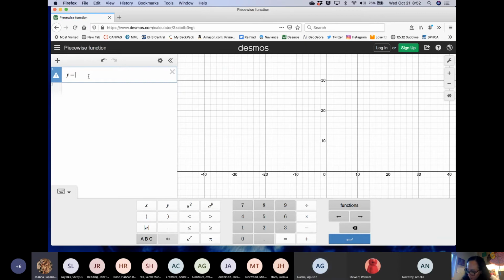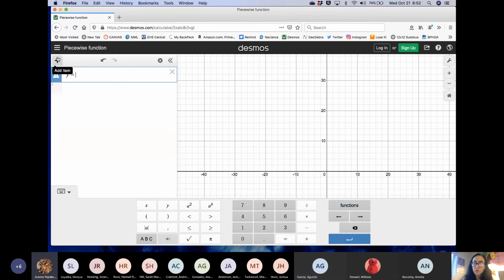Nobody wants to read me the equations? We're looking at the example, the one we did after we talked about the absolute value function. We had f of x equals what? x plus 1, right? When x is greater than or equal to 2.